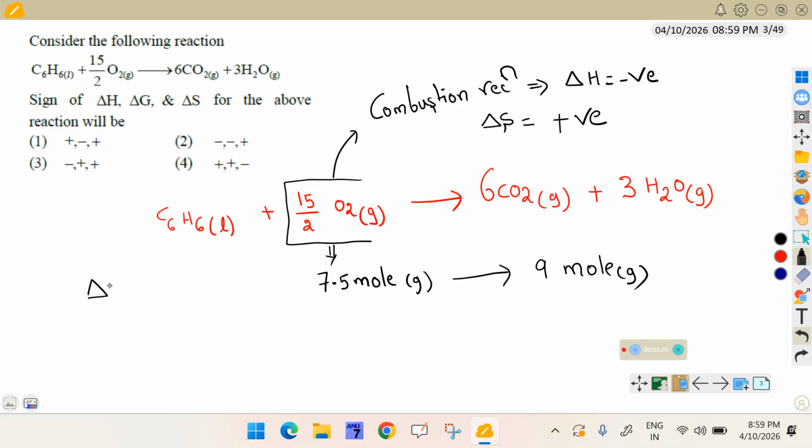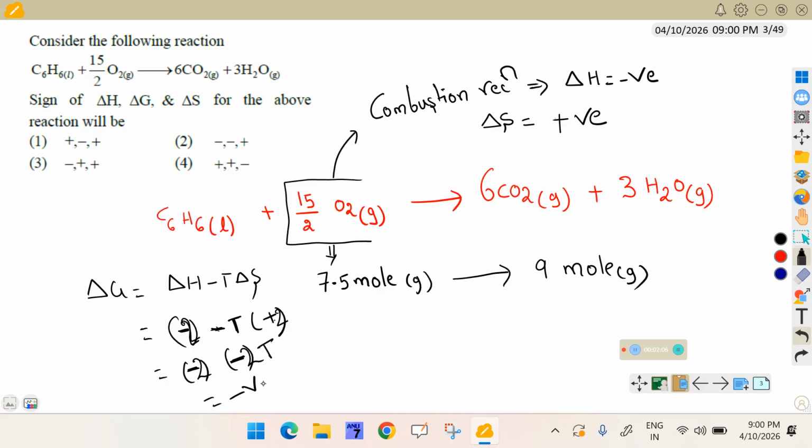And delta G, how to calculate delta G? Delta G is equal to delta H minus T delta S. Delta H value is negative, minus T into delta S value, which is positive. Minus into plus is minus. For example, this value is minus 2 and delta S value you can assume as plus 2, randomly I am taking. Then you will get minus 2 plus into minus, minus 2T.